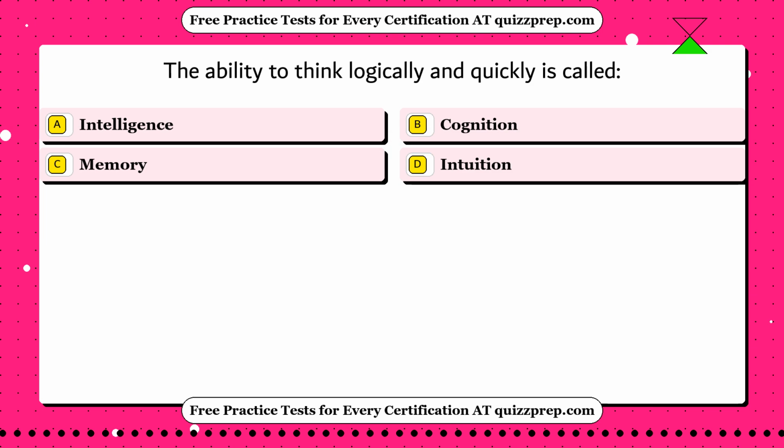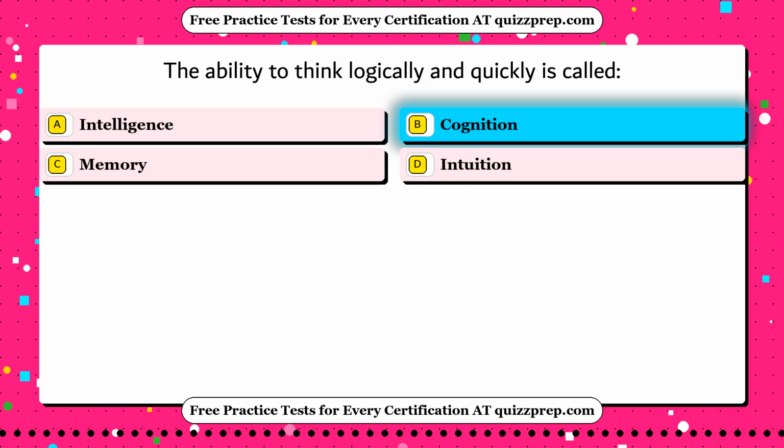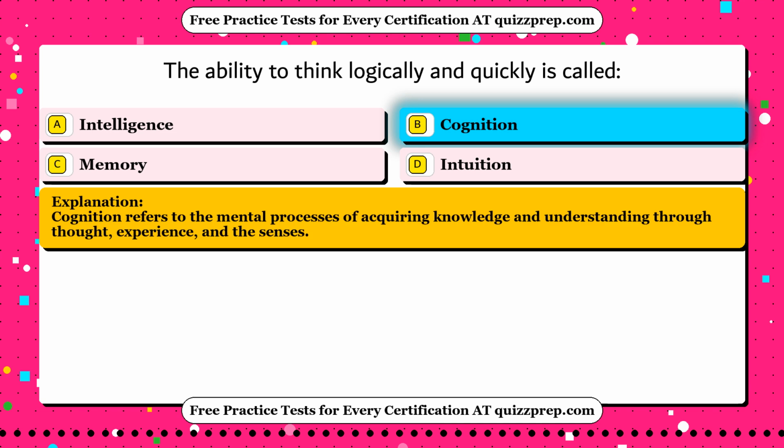Question 71. The ability to think logically and quickly is called: Option A, intelligence. Option B, cognition. Option C, memory. Option D, intuition. The correct answer is option B, cognition. Cognition refers to the mental processes of acquiring knowledge and understanding through thought, experience, and the senses.